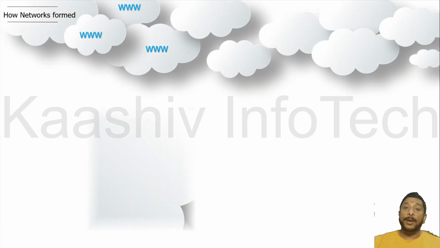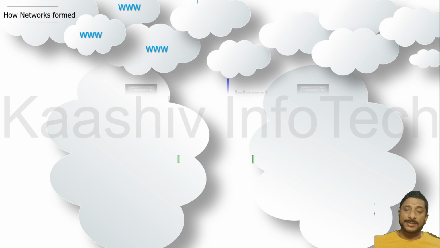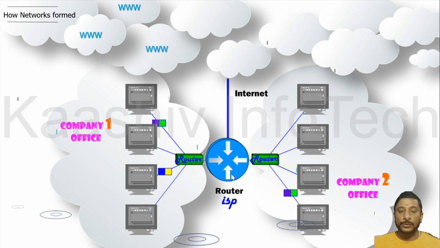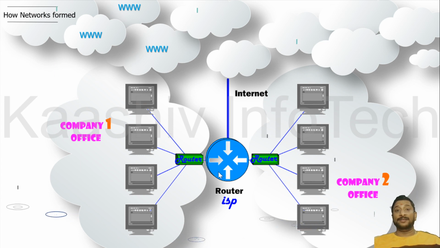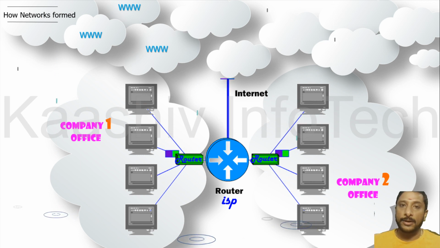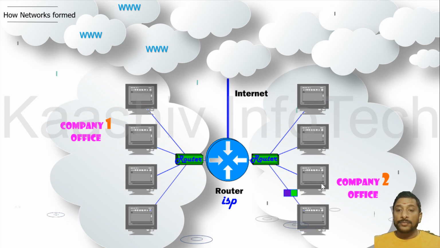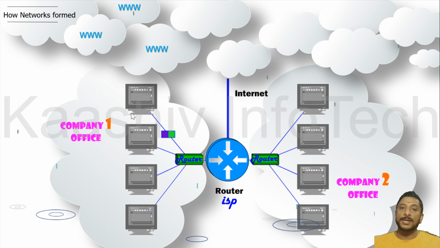Sir, you may ask me a question: the Kashiv Infotech office is fine, but I have two different offices, so how do they get connected? The next scenario I'm going to teach is two companies and how the interconnection happens. This company has switches and a router, and that company has switches and a router, and these routers are connected to a centralized router, which can be an ISP, an internet service provider router. This can be connected to the internet world. This is how the networks are connected, the computers are connected, and the companies are interconnected.